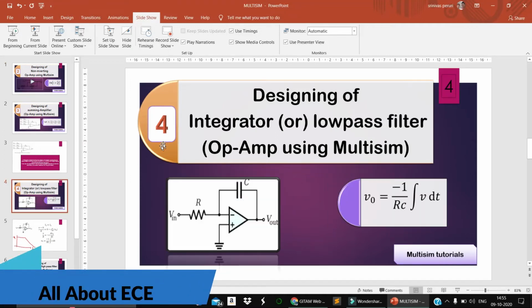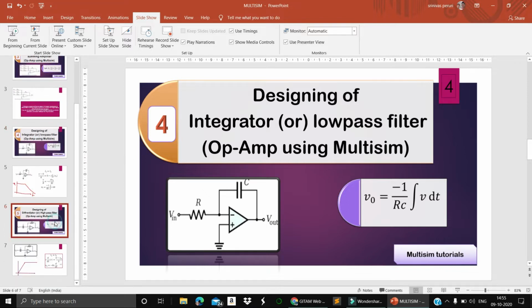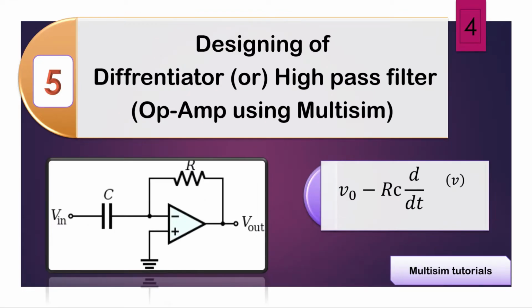Welcome to the new session. In the previous session, we discussed how to design an integrator using an operational amplifier, and how it also works as a low pass filter. In this session, we are going to discuss the design of a differentiator circuit using the op amp 741 IC, and also how it behaves like a high pass filter.